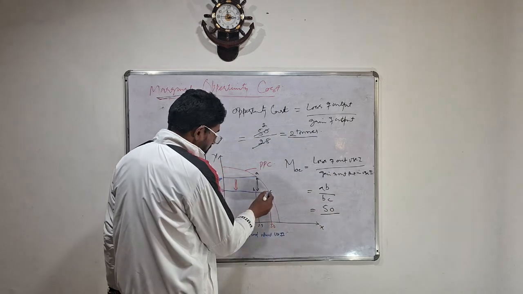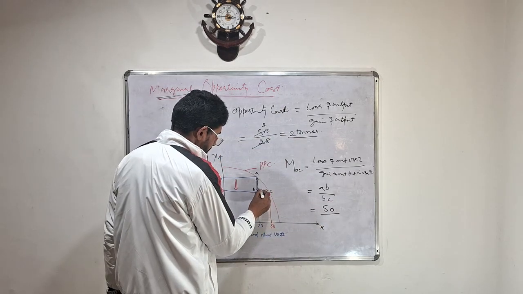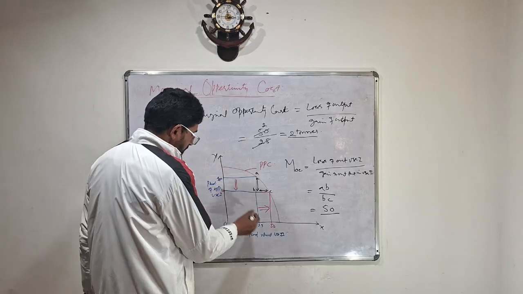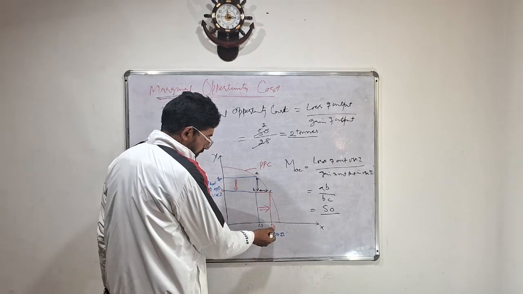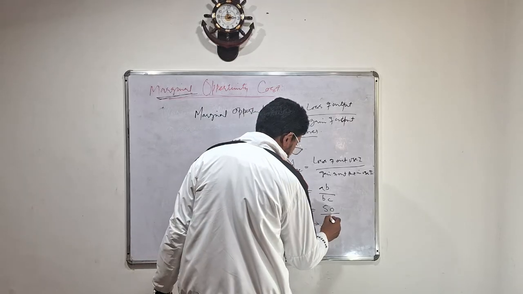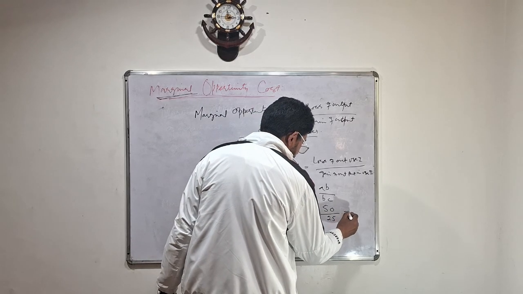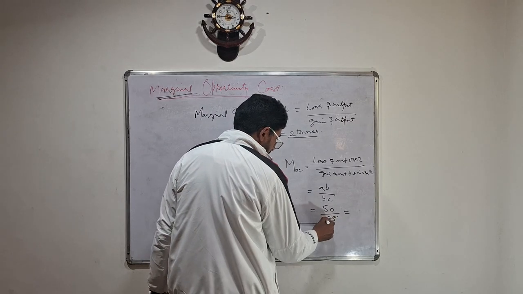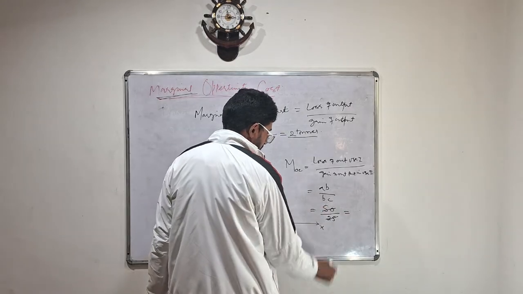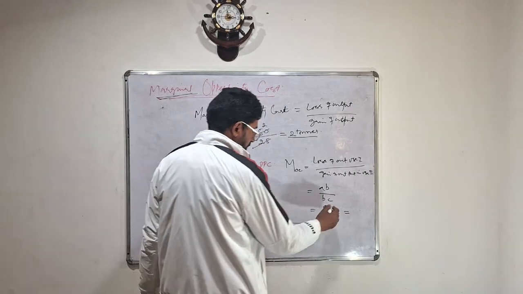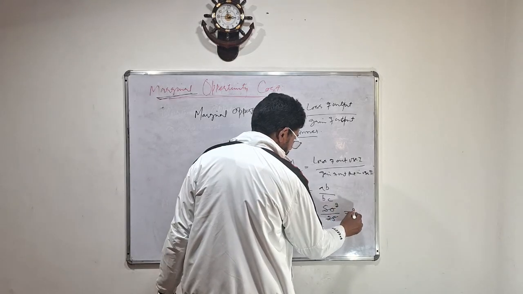Now B to C: it is 25 to 50, meaning 25 plus 25 equals 50, and here is an increase of 25. So 50 divided by 25, when we cancel out, equals 2. That's 2 tons.